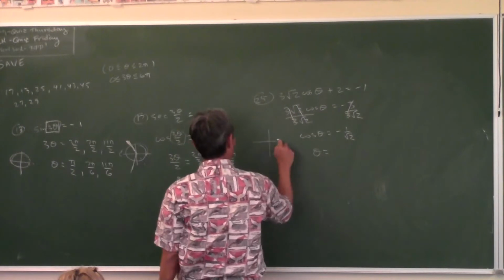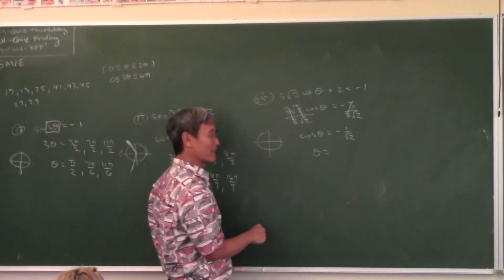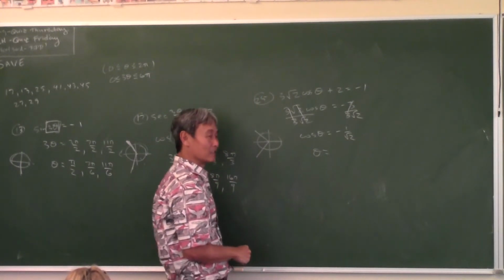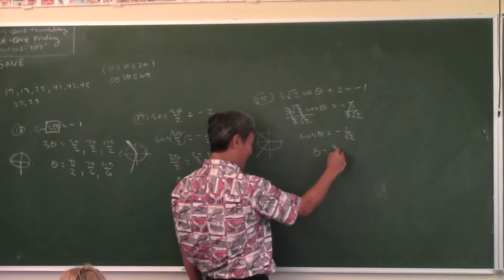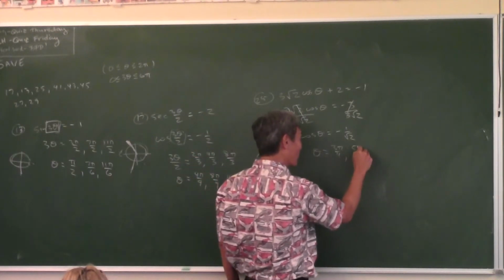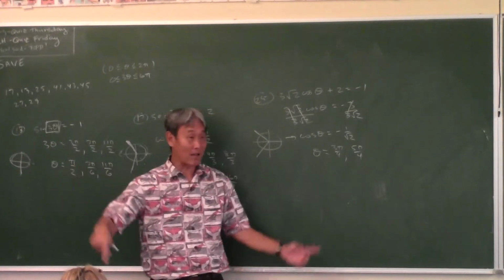Okay, let's draw the picture again. Where is cosine -1 over root 2? There and there. So what is that? 3 pi over 4, that's this, and 5 pi over 4. There you go. Now we're talking. This is what the quiz is going to be like. It's all problems just like this.